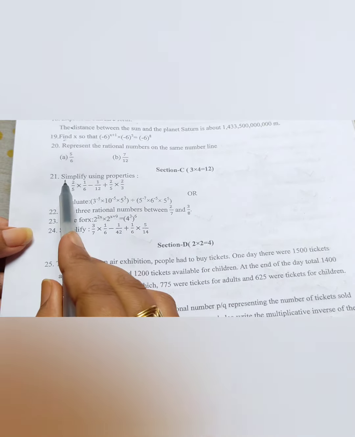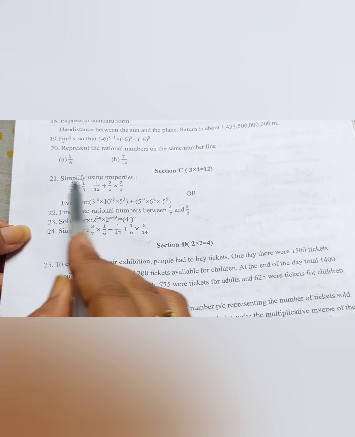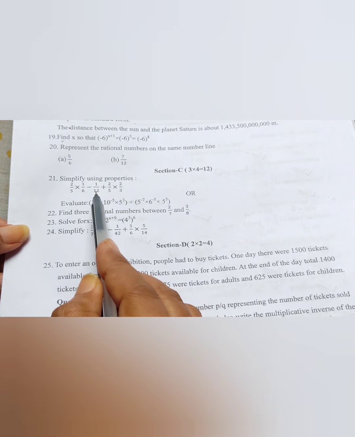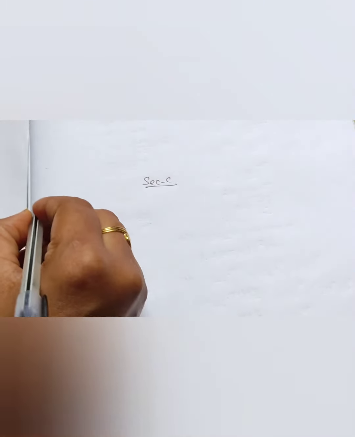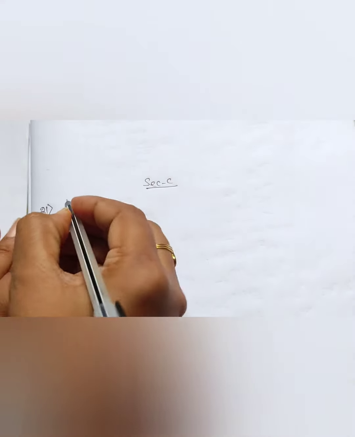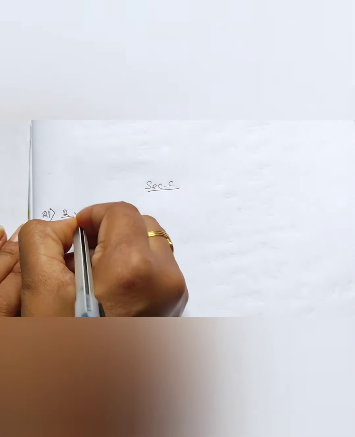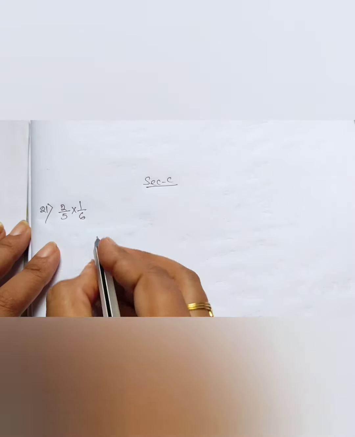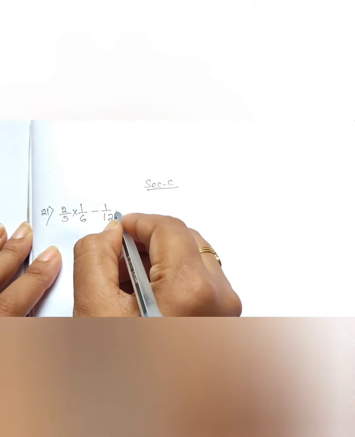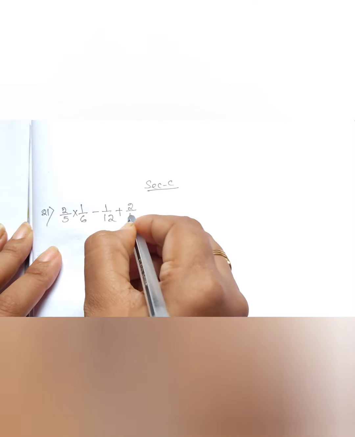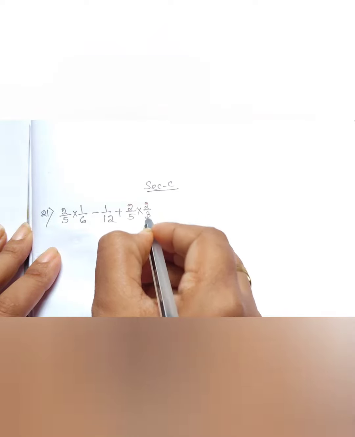Now come to Section C, which is 3 into 4, meaning 4 questions, each carrying 3 marks. Here, simplifying using the properties, question number 21. So first of all, let's write down the question. Section C. In this case, 2 by 5 into 1 by 6 minus 1 by 12 plus 2 by 5 into 2 by 3.